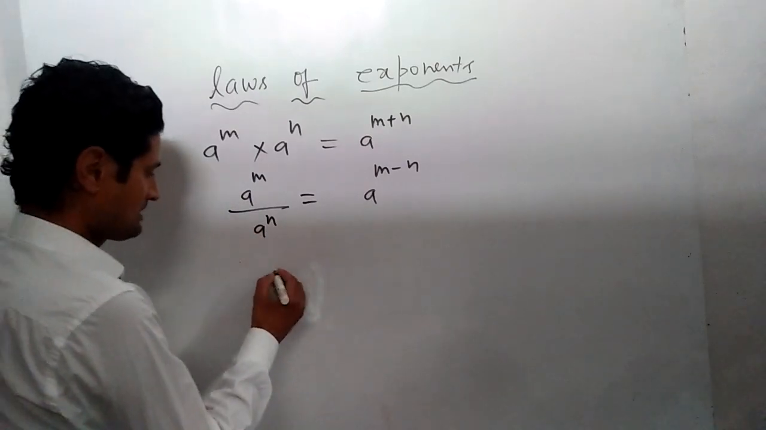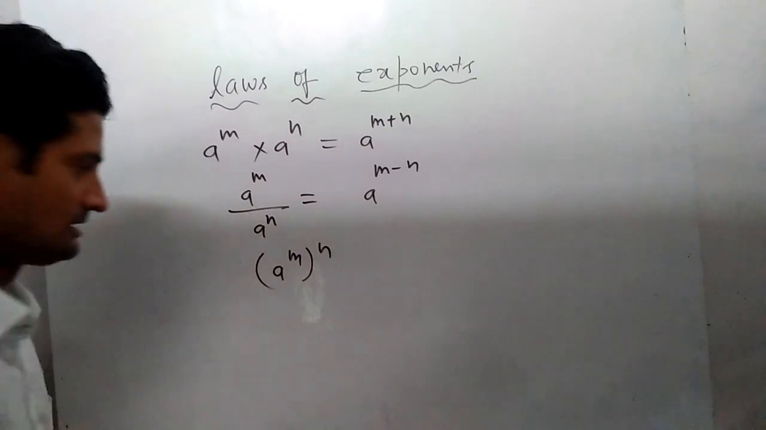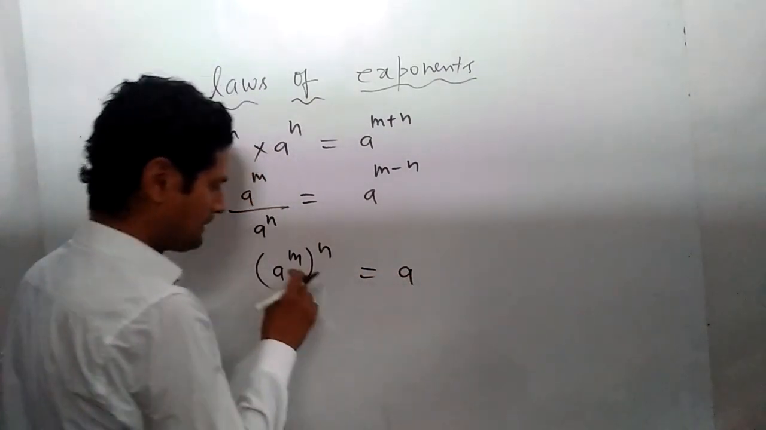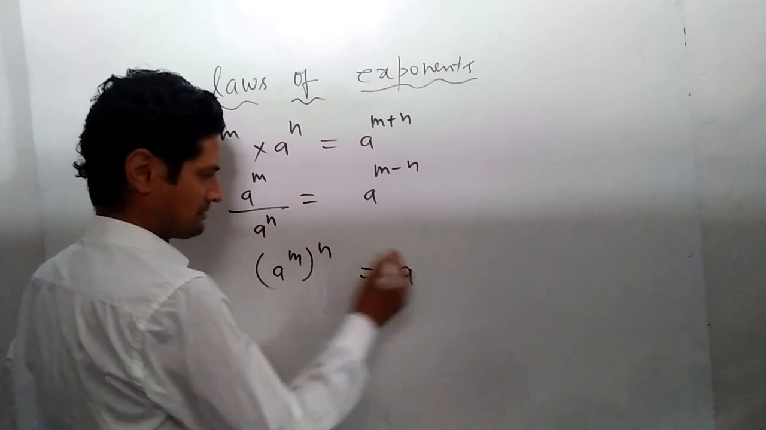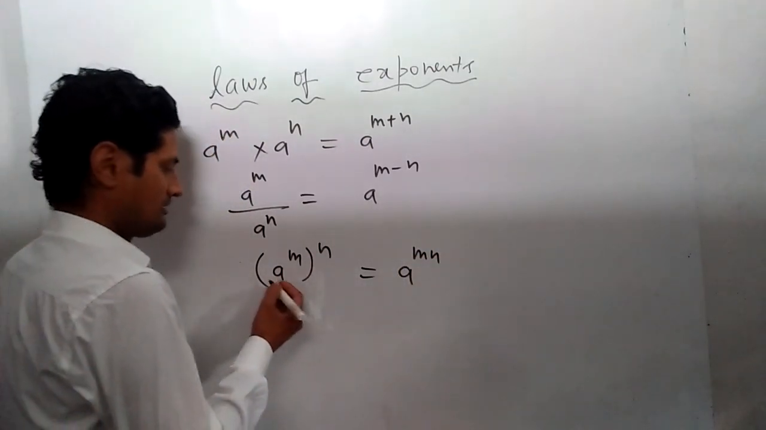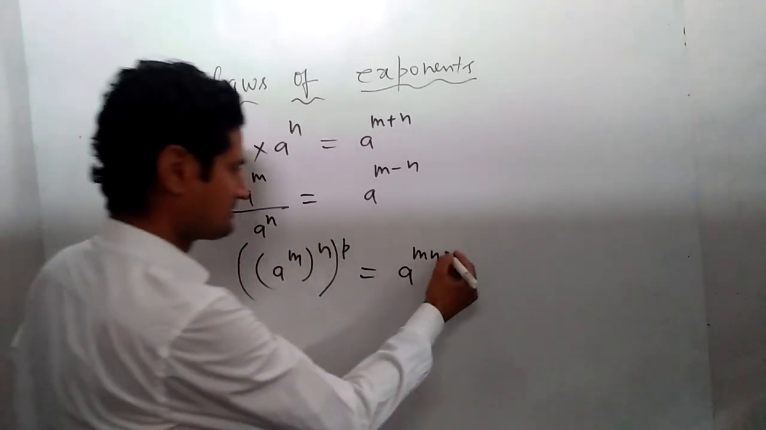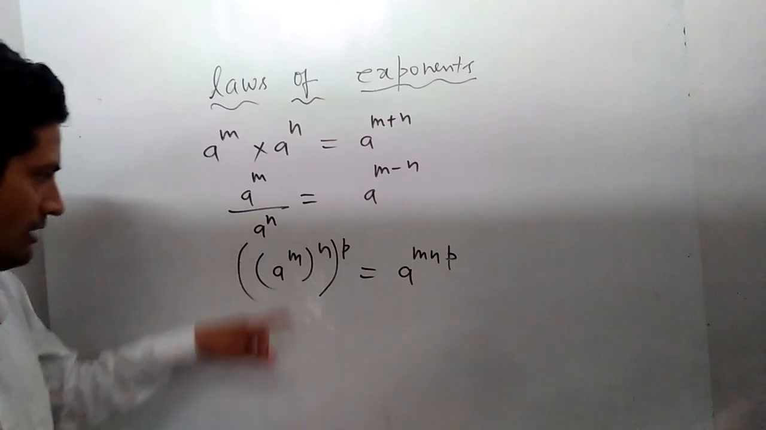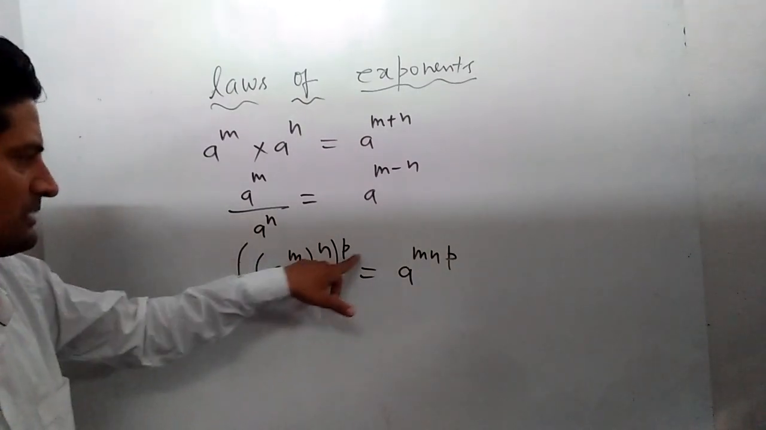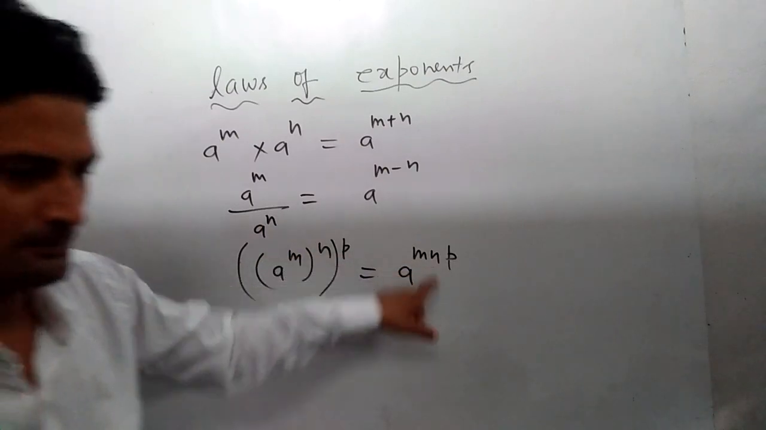Now a to the power m, to the power n. It means we have to multiply the powers, m into n. Suppose there is another power p; once again it will be mnp. All the powers will be multiplied with each other, m into n into p.